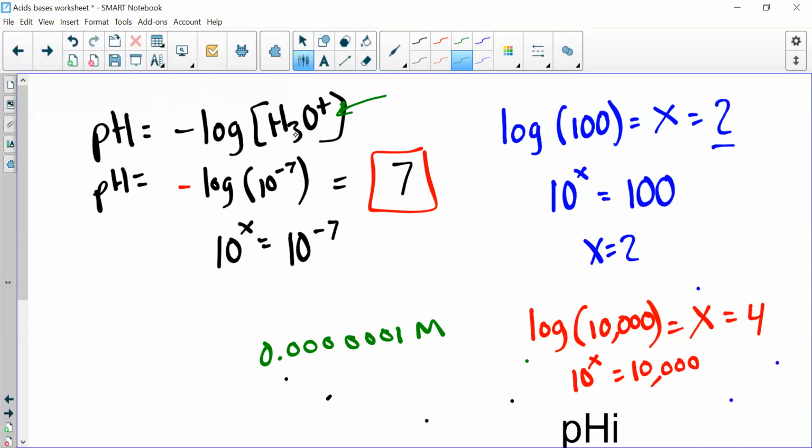It's almost like a, this is not necessarily a ratio. You can think of it like a ratio because it's like the ratio of hydronium to water. So pH has no unit, while concentration has a unit of molarity. Let's do one more example where we solve for a pH.